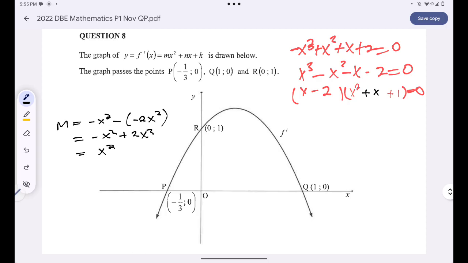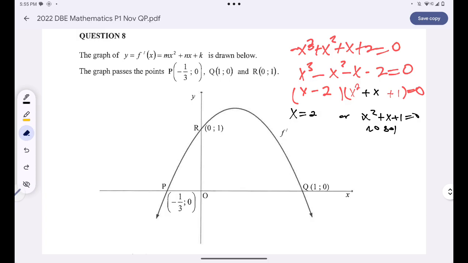I know that here there are no real values. There are no real roots. Let me just say in this bracket there are no solutions. Or rather say x is equal to 2, and then here x squared plus x plus 1 equal to 0. I will have no solution there. So I only have one x-intercept.